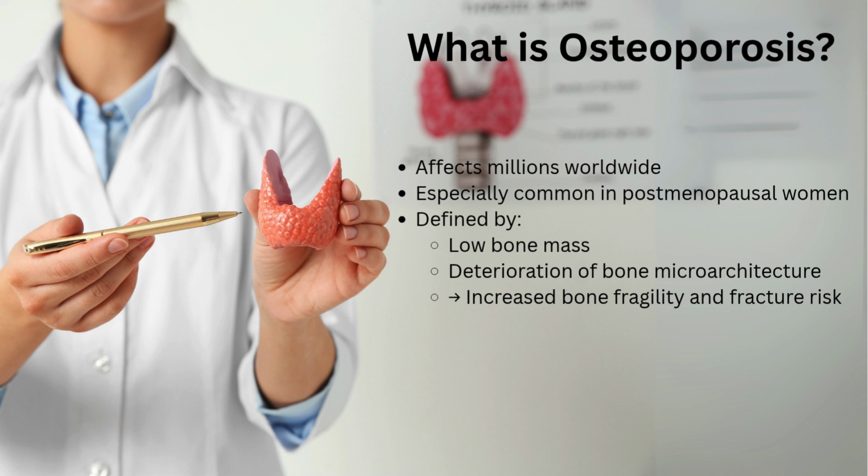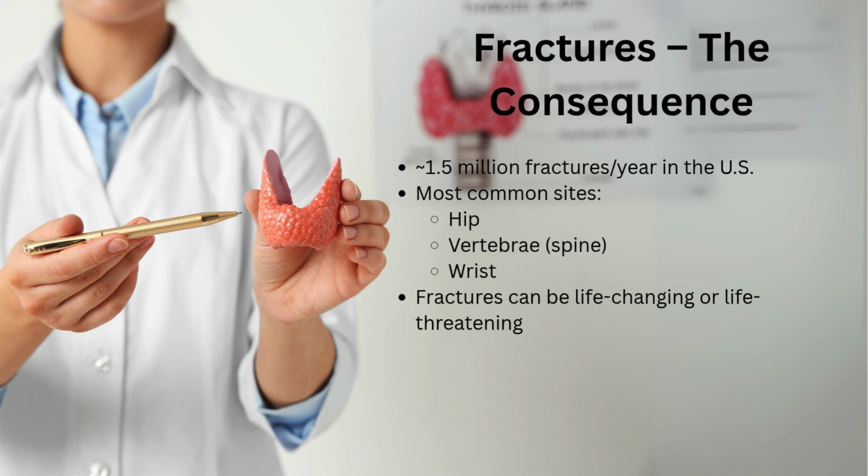The definition is based on low bone mass and deterioration of the bone microarchitecture, leading to increased bone fragility and susceptibility to fracture. It's responsible for something like 1.5 million fractures annually in the United States alone. Hip fractures, vertebral compression fractures, and wrist fractures are the most common, and hip fractures are particularly devastating.